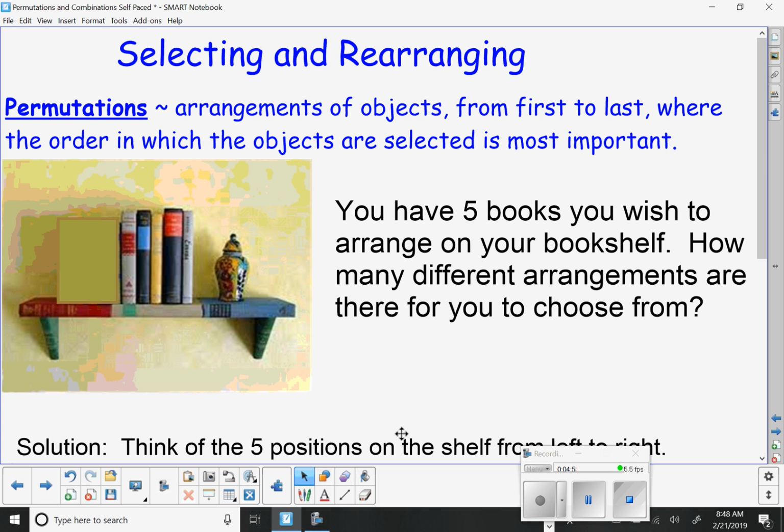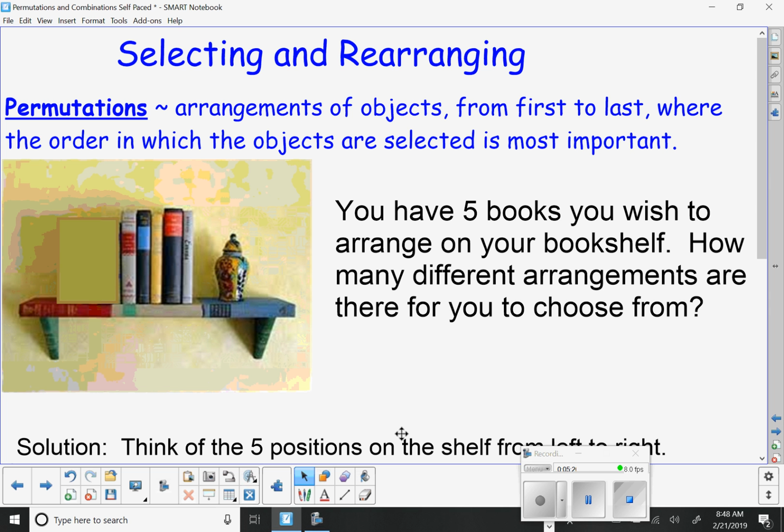Now, let's take a look here. Selecting and rearranging. Permutations: arrangements of objects from first to last where the order in which the objects are selected is most important. Now this part, by the way, is not on your notes. I want you to set your notes aside and just listen and just understand where the order in which the objects are selected is most important.